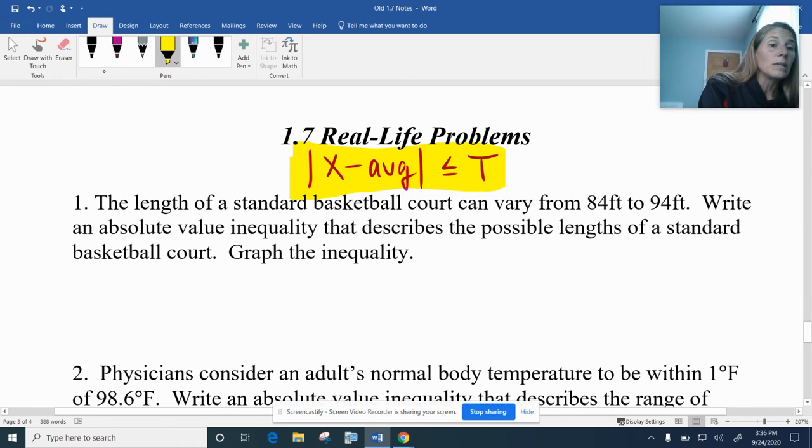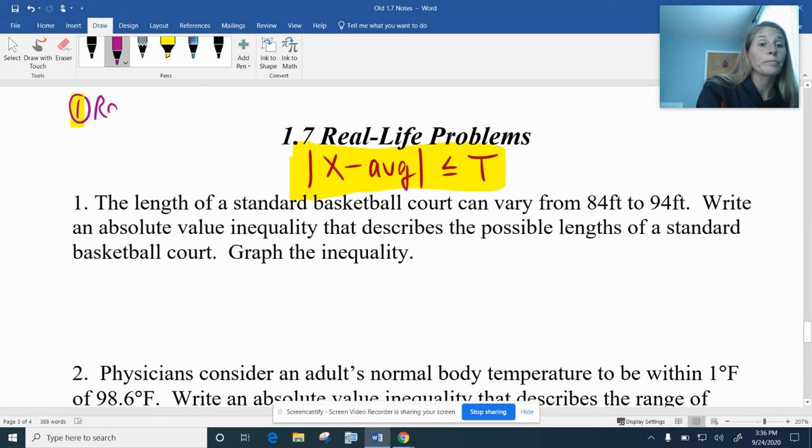Now, in order to do this, typically there's 3 pieces of information involved. There's the range, okay, so from what percentage to what percentage or what temperature to what temperature, whatever it is. Then there's going to be your average.